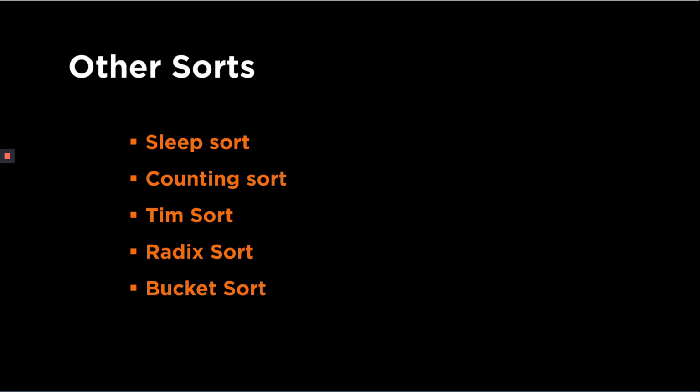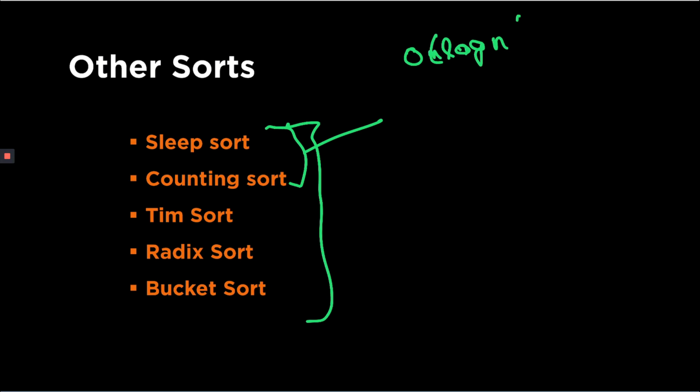We have a few other types of sort, which are sleep sort, counting, Tim, radix, and bucket. We won't be covering them in the course, but if you are interested, try to search these on the web. They are pretty straightforward. Some of them are linear in nature. We have seen most of the sorts that are O(log n), O(n log n), or O(n²), which are the quadratic ones. O(n log n) is kind of the minimum.